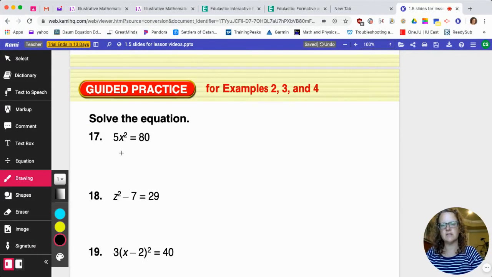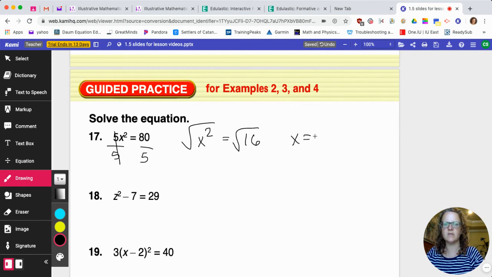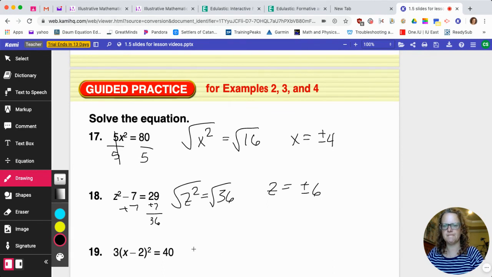Now solving equations is where we started. I told you I couldn't find any explicit problems like this. X squared equals, let's see, 116. 5 goes into 8, 1. There's 3 left over. Yeah. Then I take the square root of both sides. X equals, don't forget your plus and minus. Add 7 to both sides, which is 36. Z squared equals 36. Squared both sides. Don't forget your plus and minus.